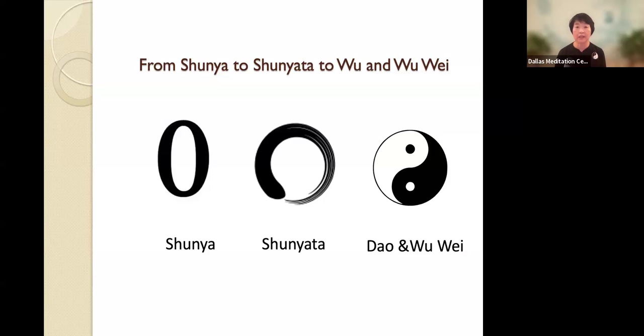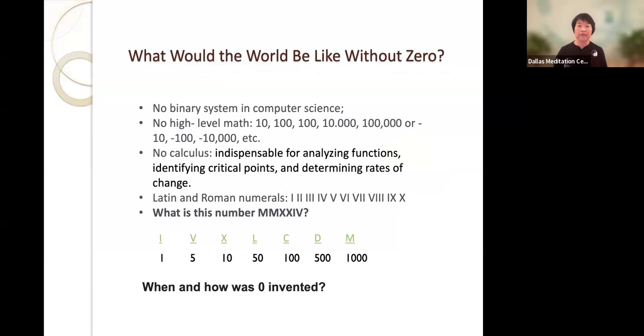And Sunyata is emptiness. And Dao and Wu Wei, Dao, this is a symbol of Daoism. I've also talked about Daoism before. You see yin and yang. Inside the yin, there's a circle of yang, and inside yang, there's a circle of yin. And the concept of Wu Wei, I'll explain a little bit later on. So I think I'll start with Sunyata.